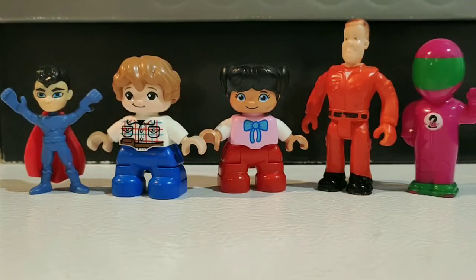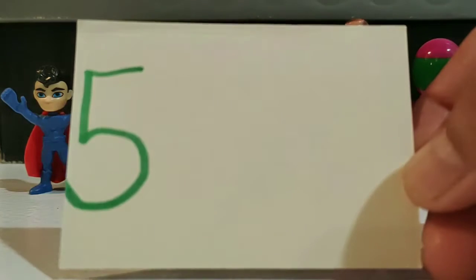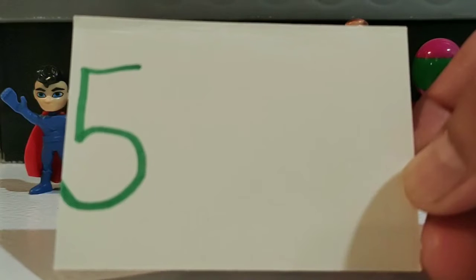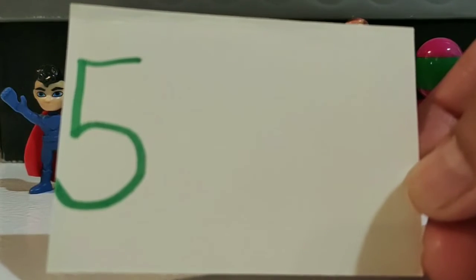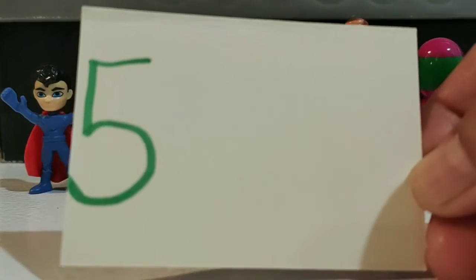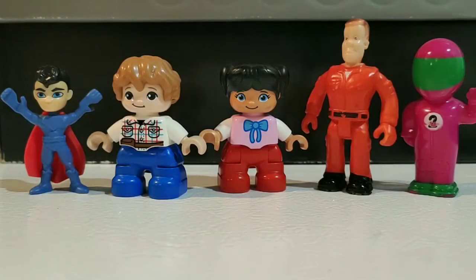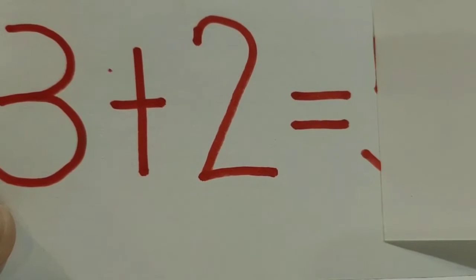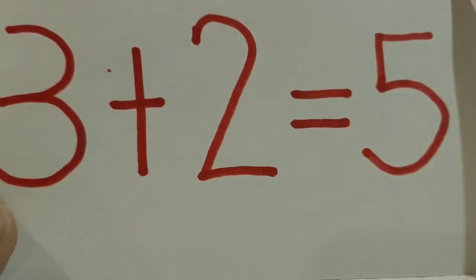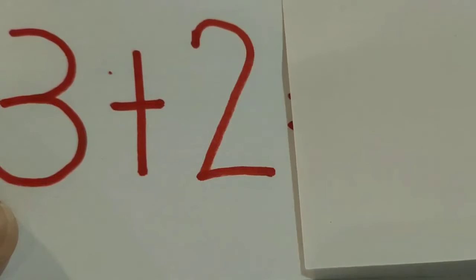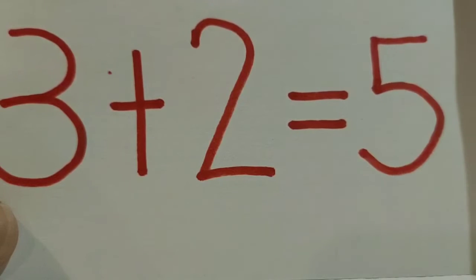All right. I hope you wrote the number 5, friends. Did you get it? Well, how did you get number 5? You're right. Because at first, there were 3 children, remember? And then 2 more came, right? So 3 plus 2 equals 5. Let's read it together, friends. 3 plus 2 equals 5.